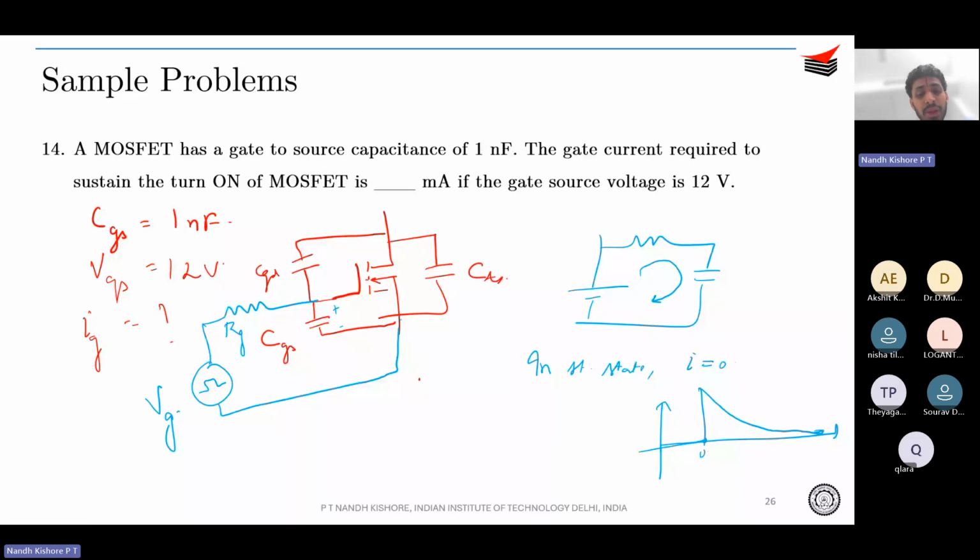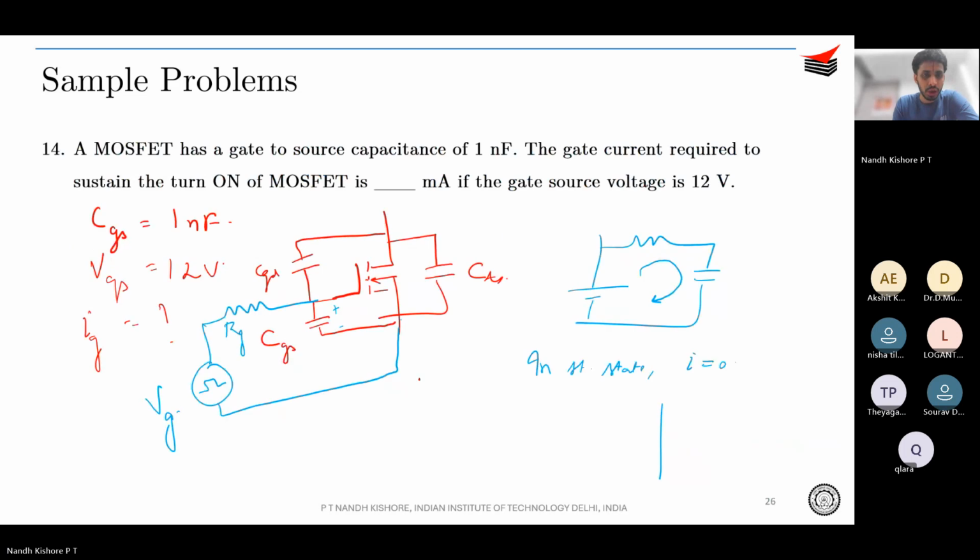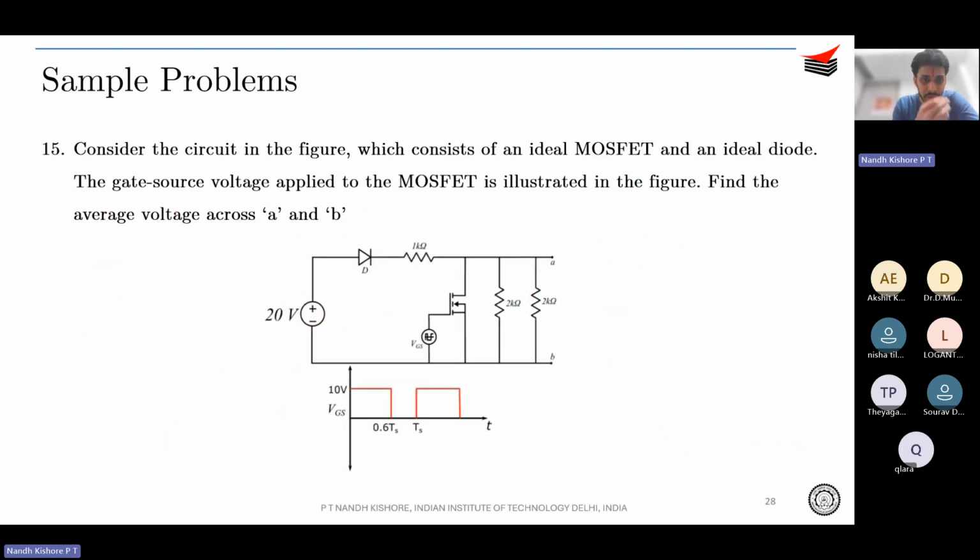So to actually sustain the MOSFET, or to keep the MOSFET on, you really do not require any gate current. The gate current is zero. Just to turn on, you require some gate current, but to sustain the turn on, you don't require any gate current. You just need a positive voltage over here, a voltage which is greater than V threshold. You don't need a continuous gate current to make sure the MOSFET is on. So the gate current will be zero, right?